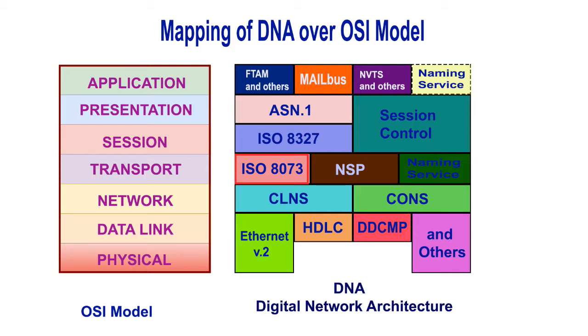ISO 8073, connection oriented transport protocol specification, is used to provide a reliable connection at the transport layer. Implementation of this protocol determines the level of flow, error, and packet sequence control provided by the network.